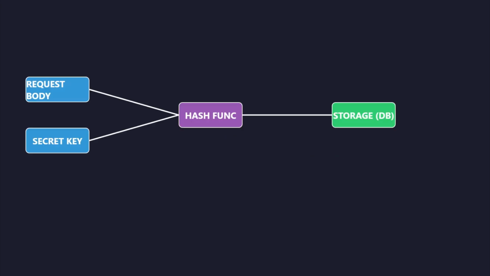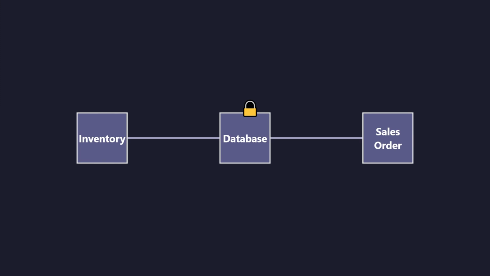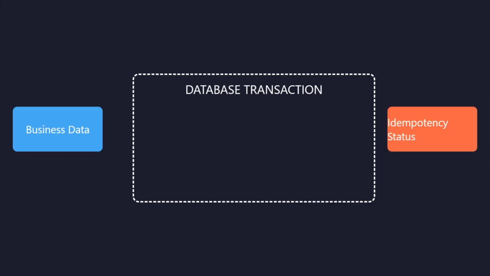Store a hash of the request body alongside the key to detect if a client reuses a key for a different operation, which should trigger a validation error. Once the key is locked, proceed to execute the business logic, such as updating inventory levels or creating a sales order within the primary database transaction.